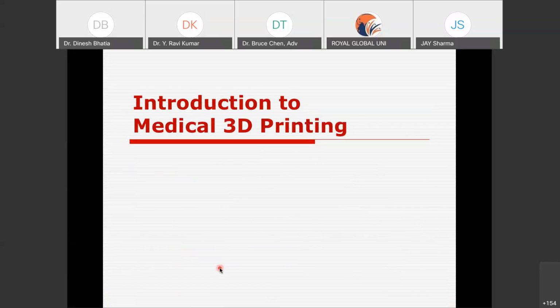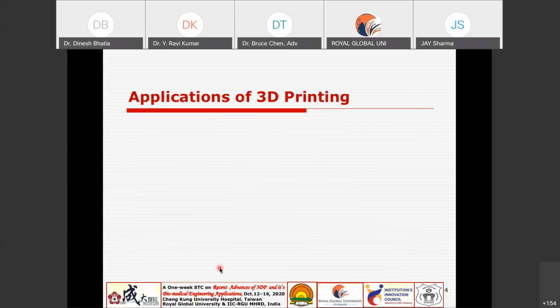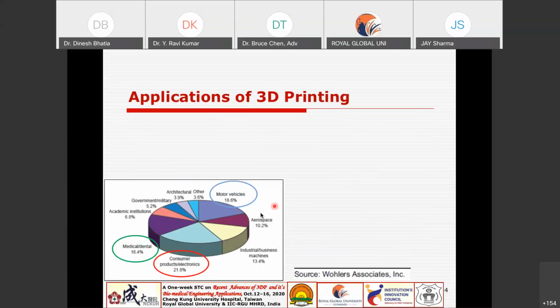Let me start with the introduction to medical 3D printing. If you see the applications of 3D printing in various industries, consumer products have the maximum share, around 21.8%. The second place goes to the motor vehicle industry, that is 18.6%, automobile and automotive together. The medical and dental share is around 16.4%, a good contribution. Aerospace is around 10.2%, and the other industries' shares are mentioned here.